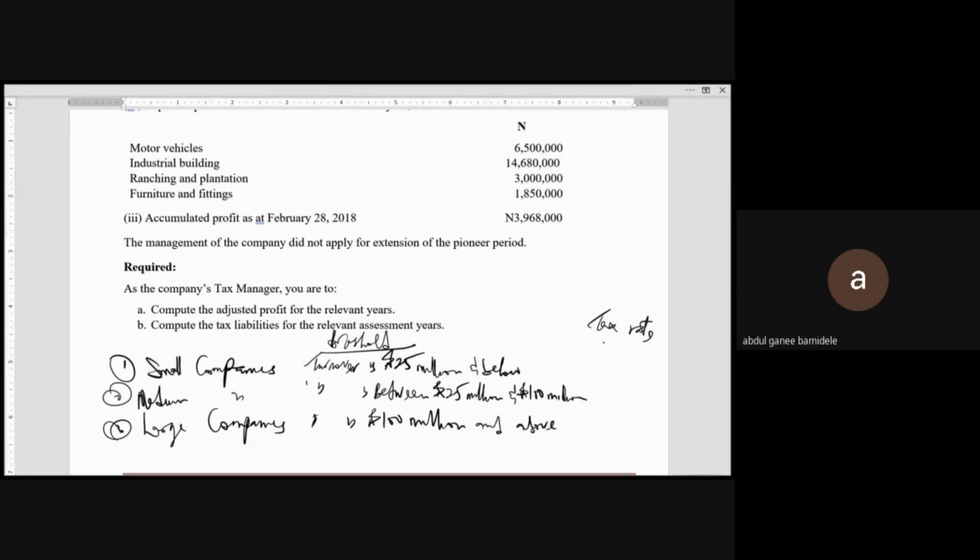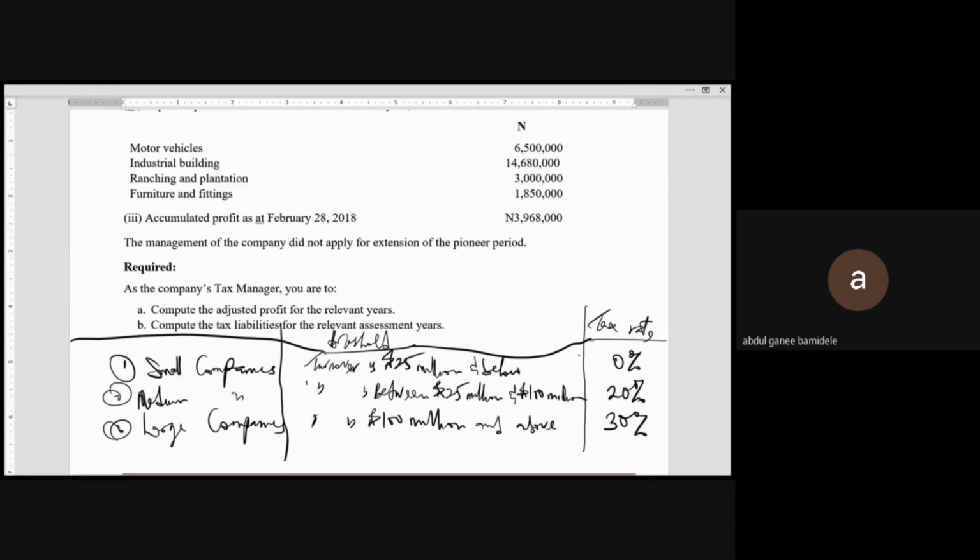Now, for each of these classes, they have their own tax rates. The tax rate for a small company is 0%. The tax rate for a medium company is 20%. And the tax rate for a large company is 30%. Are we together?